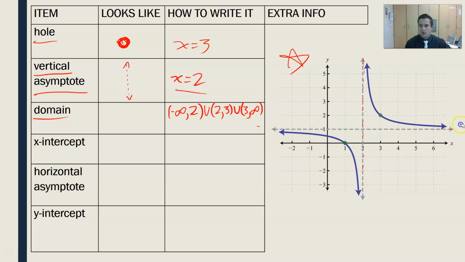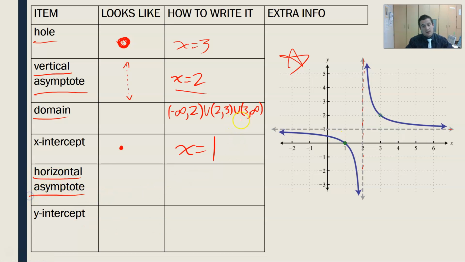Okay. An x-intercept is any time I cross the x-axis. So I usually denote it with a dot or a closed circle of some sort. And I denote it by saying x equals, and in this case, x equals 1. That's where I touch the x-axis.